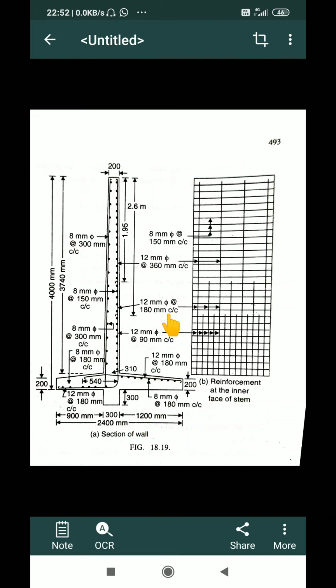So this is a typical cross-sectional arrangement. Here you can see there is a slope provided for the toe and heel slab. You can provide a straight slab also, or you can provide a slope also. Both options are possible. And this is a typical arrangement of reinforcement on the length side for the stem reinforcement. Similarly, there will be an arrangement on the toe slab side.